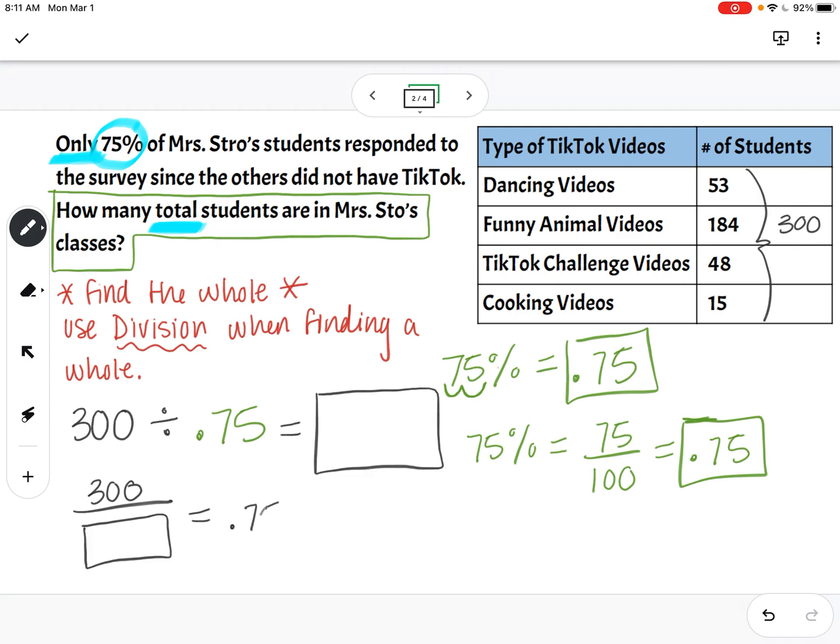So you would get 0.75 when you're dividing it, because that's telling you that 300 is 75% of this larger number when you divide. All right, so that'll be a way to check your work. All right, go ahead and solve.